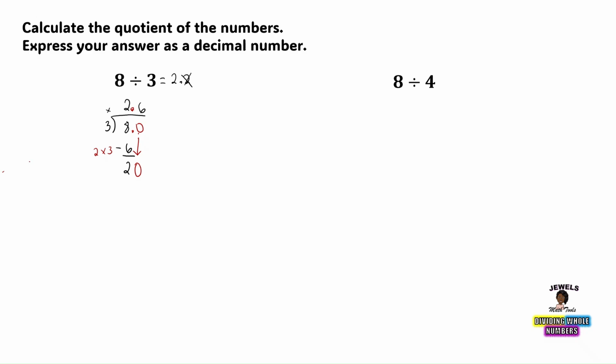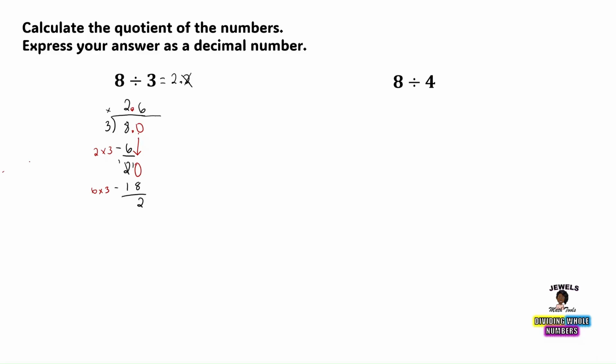We're going to now be multiplying our 6 times 3, which would equal to our 18. And now we'll have 20 subtracting 18, which gives us a difference of 2. And now, depending on how many digits behind the decimal point you were asked to leave, your answer will determine how far you continue your division.